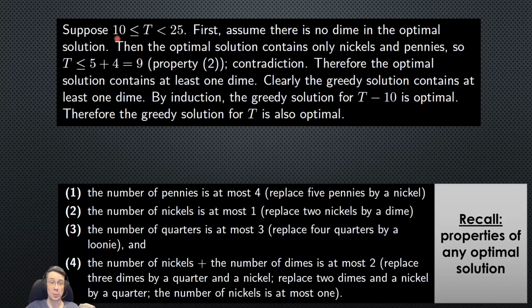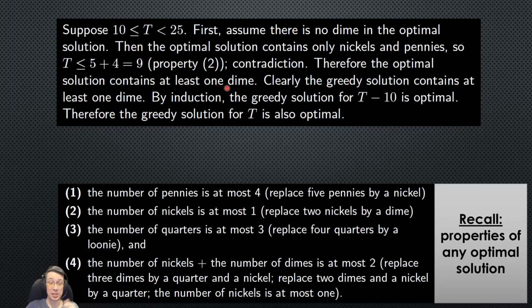So suppose now, because we've argued for t less than 10, that t is greater than or equal to 10 and less than 25. First assume there's no dime in the optimal solution. Well, it can't contain a quarter or anything larger because they wouldn't fit in t. So that means we only have nickels and pennies in the optimal solution. From property 2, the number of nickels is at most 1, and from property 1, the number of pennies is at most 4. So the total number of coins is at most 5, and their value sums to at most 9. We could have 1 nickel and 4 pennies. That's 9 cents, so we can't possibly make t. That's a contradiction. Therefore, the optimal solution has to contain at least 1 dime.